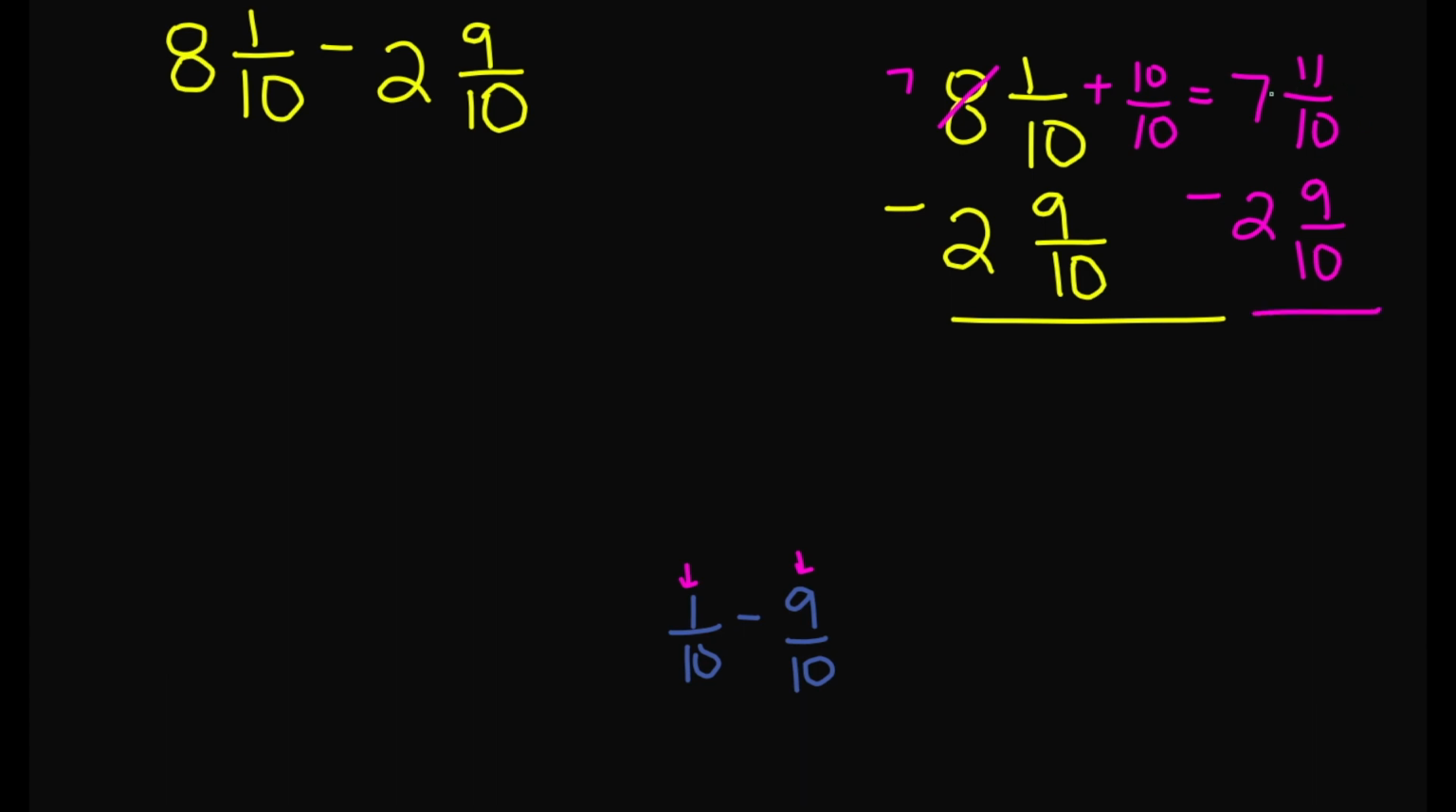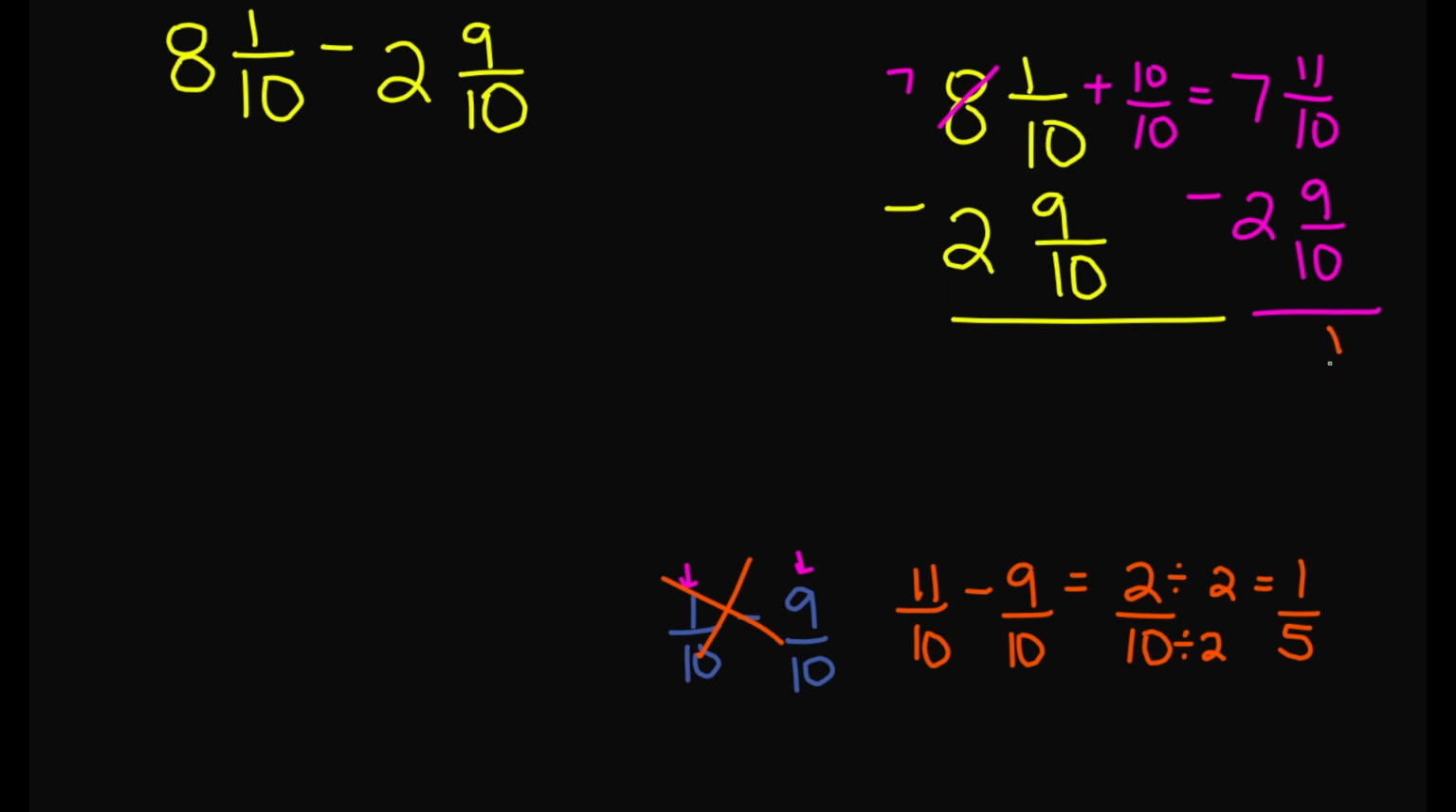So now that my denominators are the same, when you remove this, we have 11 over 10 minus 9 over 10. 11 minus 9, this is going to equal 2, and that's going to be over 10. By looking at this example, I can simplify my 2 over 10 by the number 2. So for my numerator, you're going to get 1, and for your denominator, you're going to get 5. So your answer here is going to be 1 over 5. And then when you subtract 7 minus 2, this is going to equal 5. So your final answer here is 5 and 1/5.